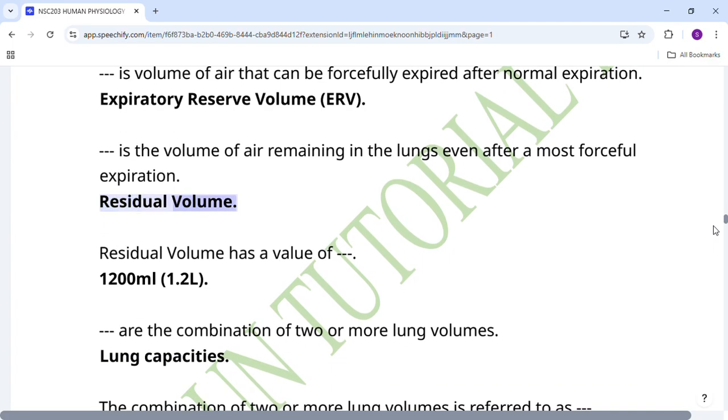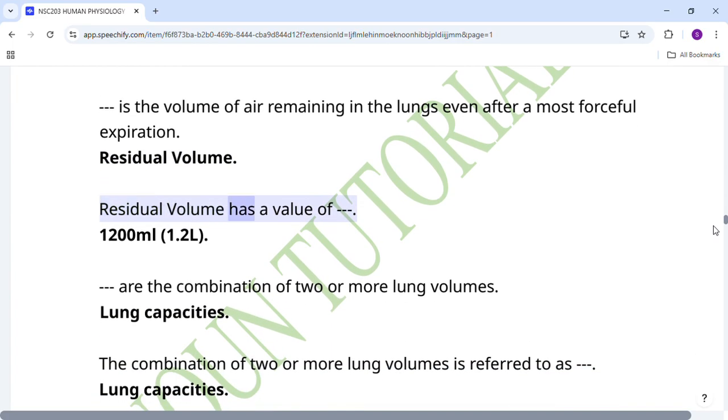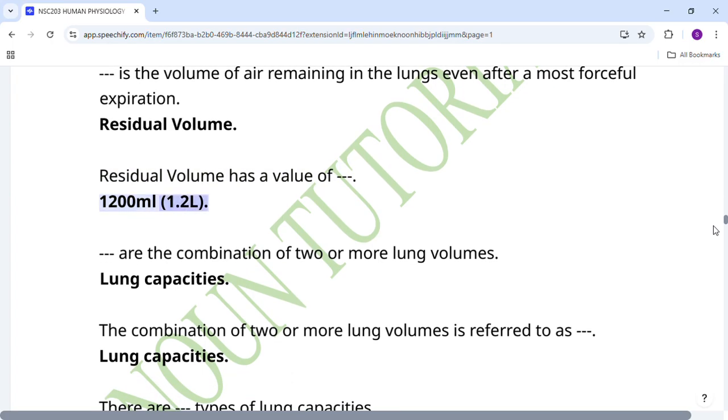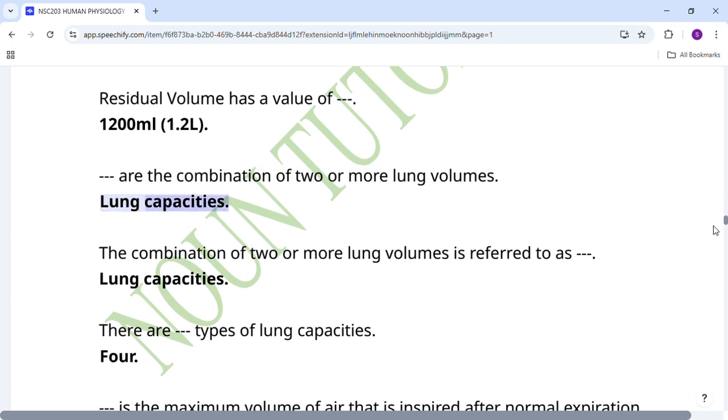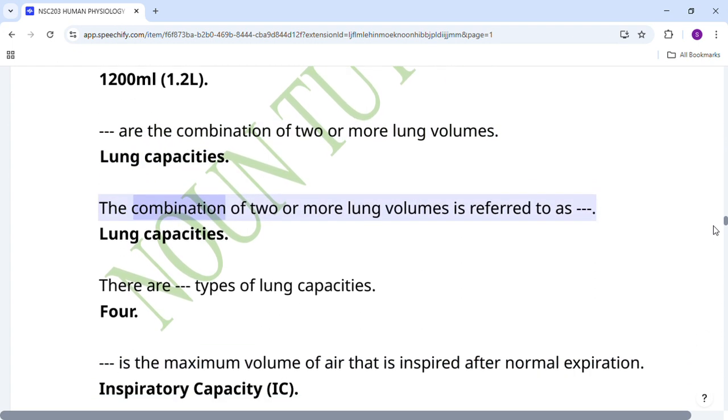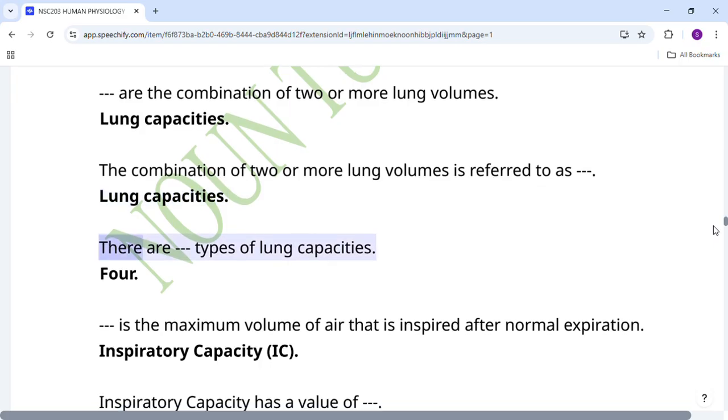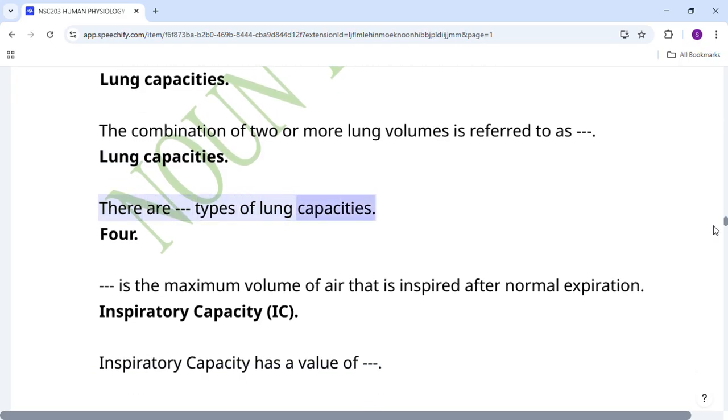Residual volume is the volume of air remaining in the lungs even after a most forceful expiration. Residual volume has a value of 1200 ml, 1.2 L. Lung capacities are the combination of two or more lung volumes. There are four types of lung capacities.